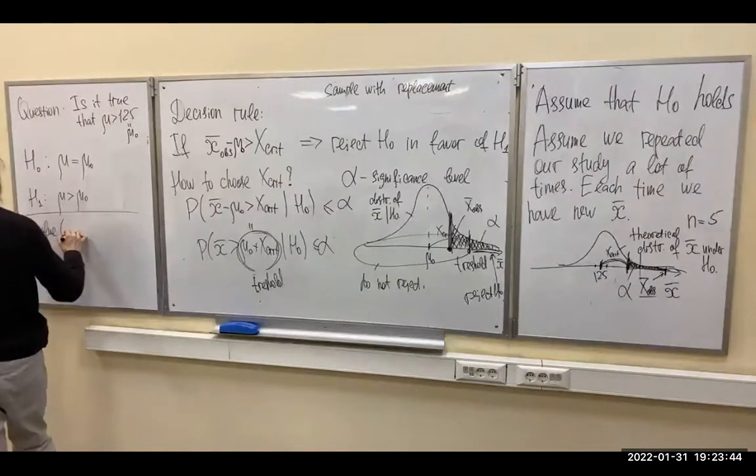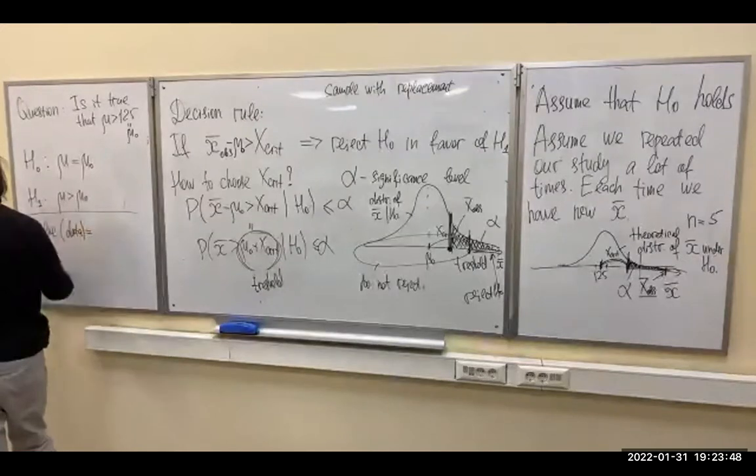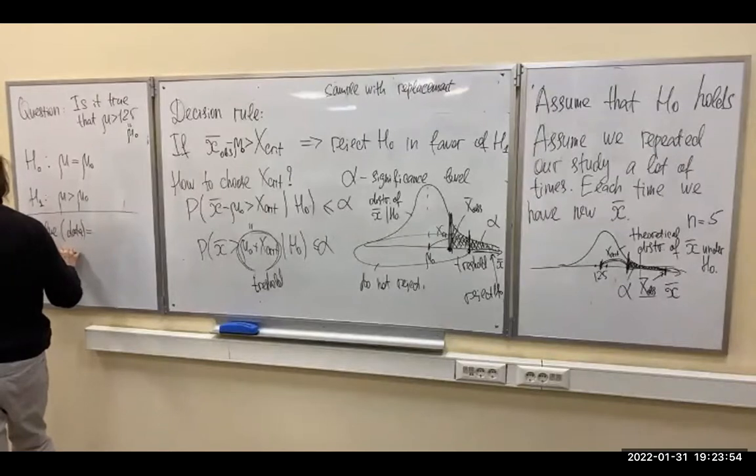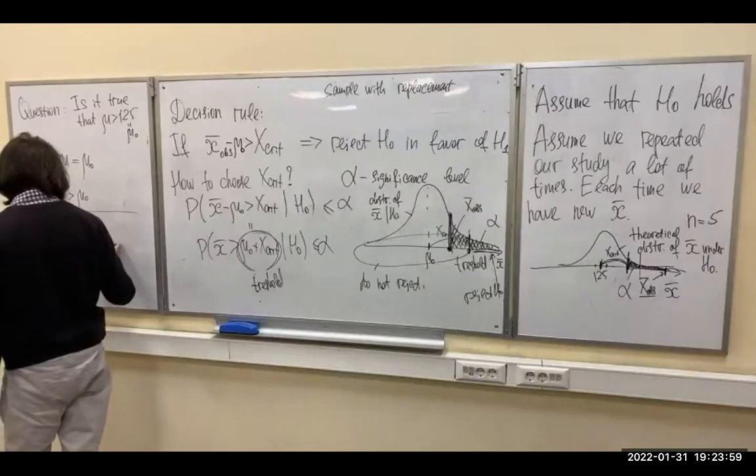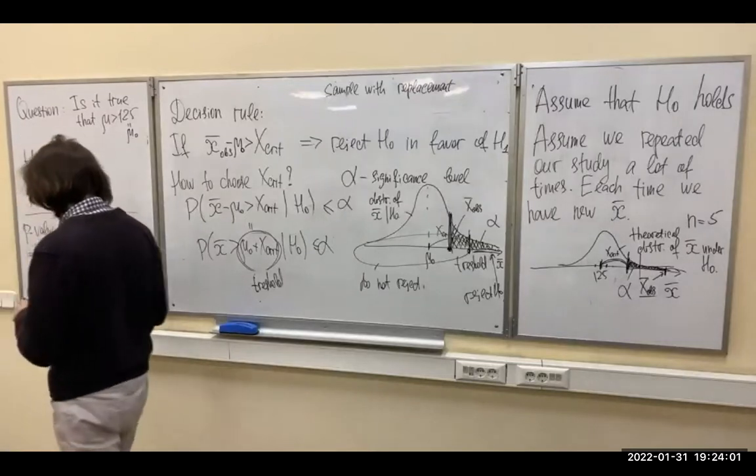So the p value of our data is the probability that x bar is larger than x bar observed, provided that the null hypothesis is true.